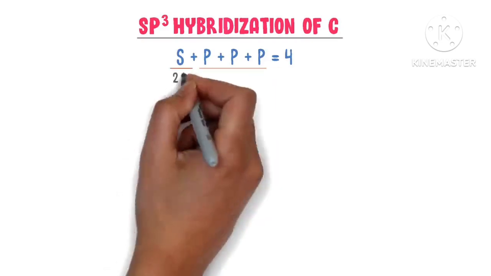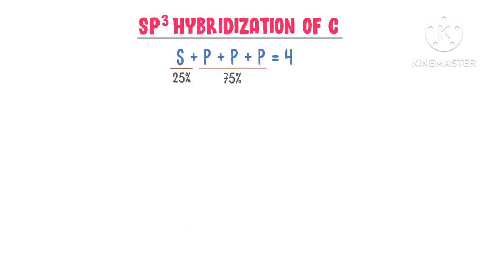sp3 hybridization means that in this mixture of atomic orbitals, there is one s orbital and three p orbitals. So there are total 4 orbitals present in sp3 hybridization. There is 25% s character and 75% p character present in the sp3 hybridization. Now, how do 1s and 3p orbitals combine together to form sp3 hybridization?